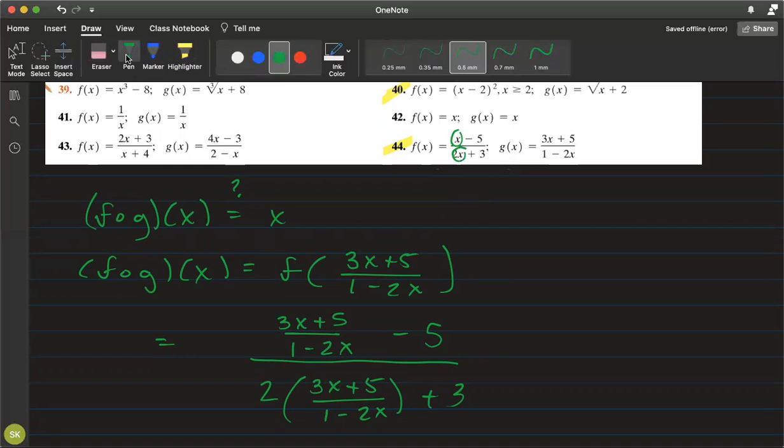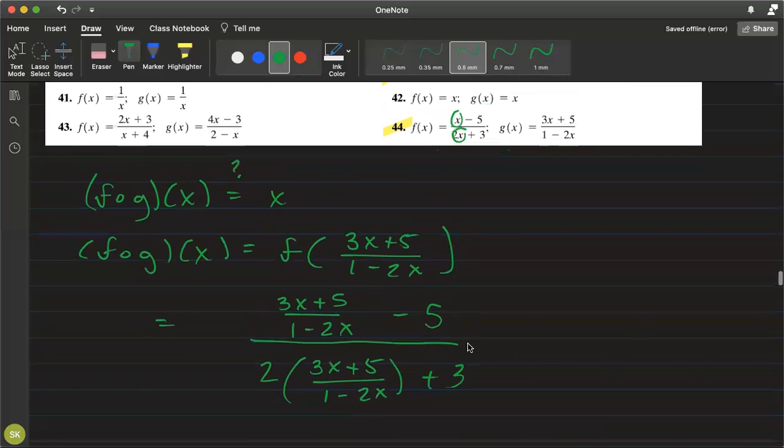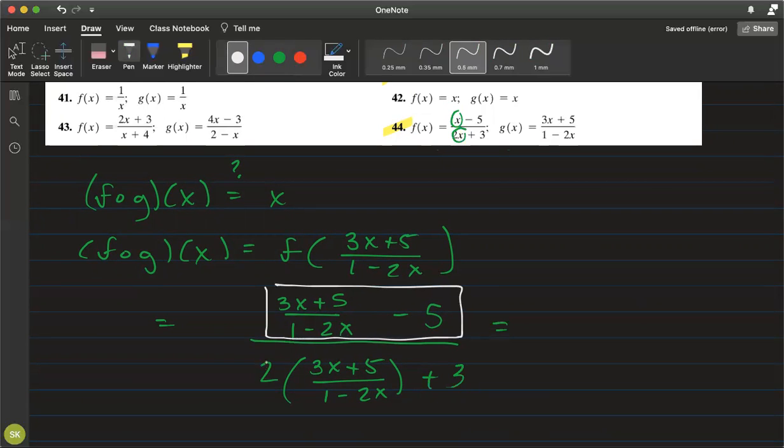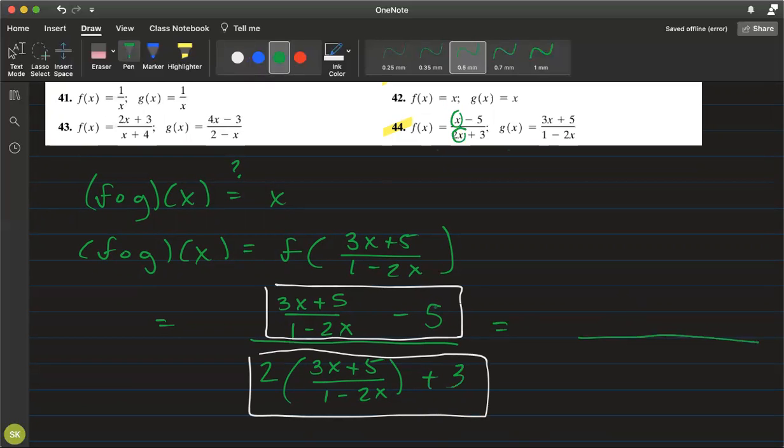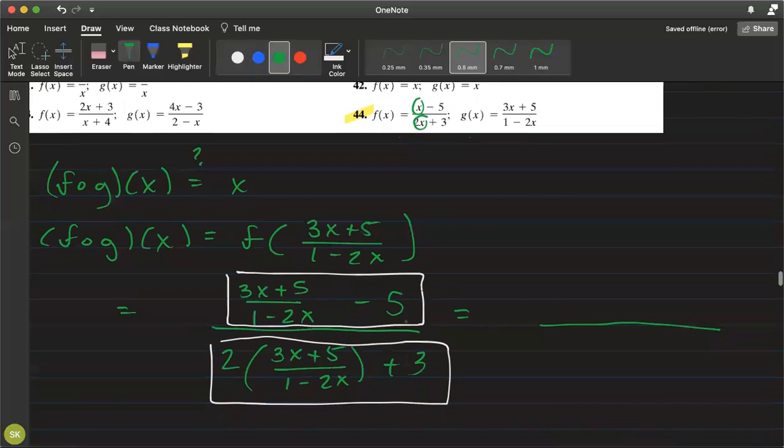Okay, now we have to simplify this. Now this is not going to be fun unless you like to do fractions or whatever, and it's easy to make a mistake, so be very careful. How you want to simplify is you want to combine these two fractions at the top and then combine these two fractions at the bottom. Let's start with the top. Now in order to add these, this is the same thing as negative 5 over 1. So we have (3x plus 5) over (1 minus 2x), subtract 5 times.